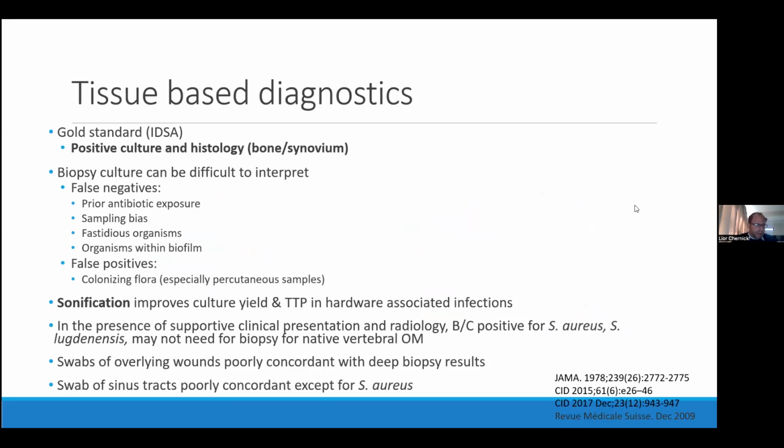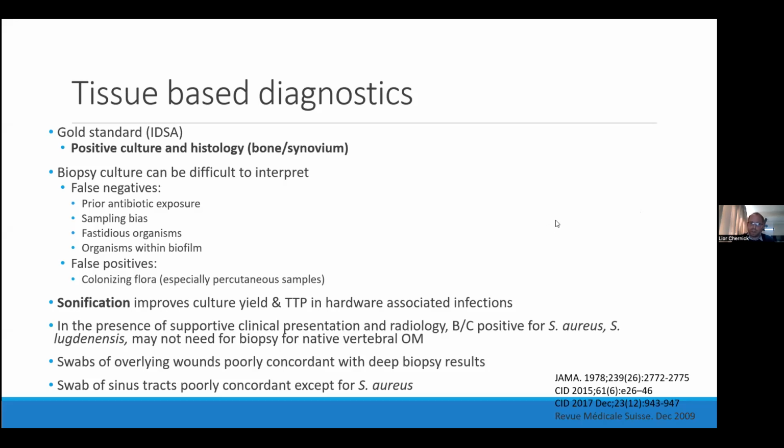Moving on to tissue-based diagnostics, and this is the other major prong in terms of making a diagnosis, the gold standard is a biopsy with both positive culture and histology. And both of those are important, and I'll discuss why. So firstly, biopsy culture can be difficult to interpret. Obviously, there's a lot of potential for false negatives.